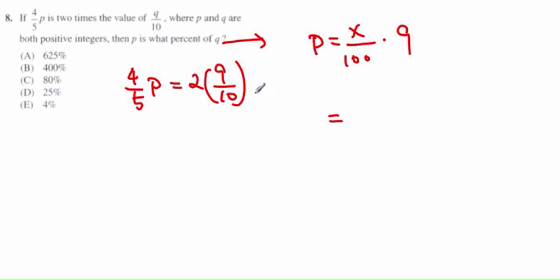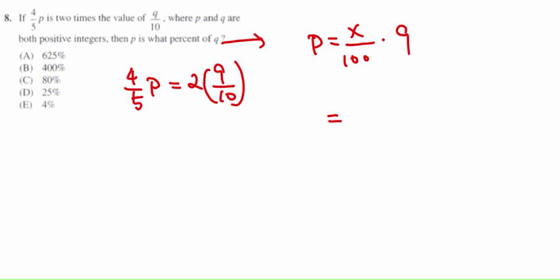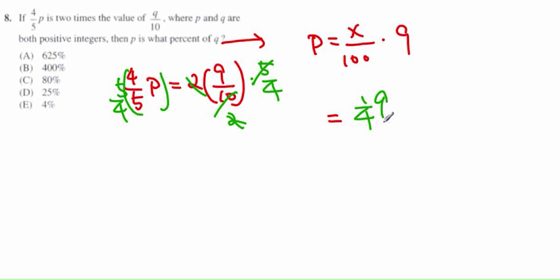So once you multiply the left and right side by 5/4, then you get to realize that these two cancel out, becomes 2, which cancels out that 2, so we end up getting 1/4 of Q, that must be equal to P. But what is 1/4 in terms of percent? That's right, that's equal to 0.25, which in other words is 25%.